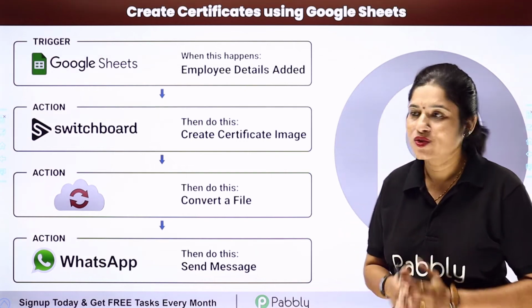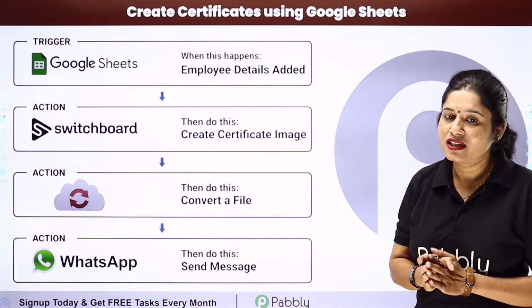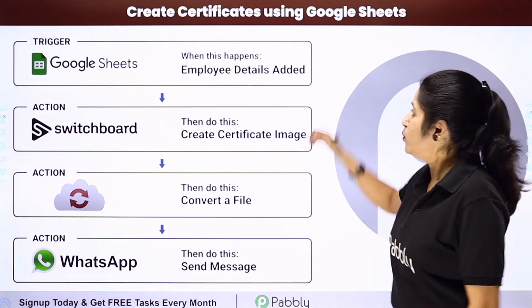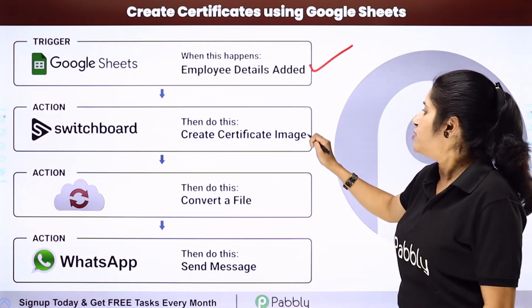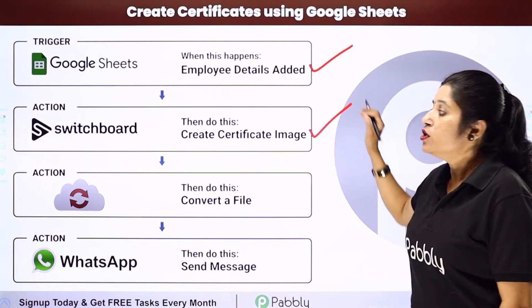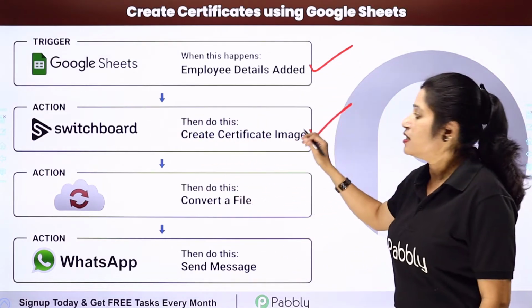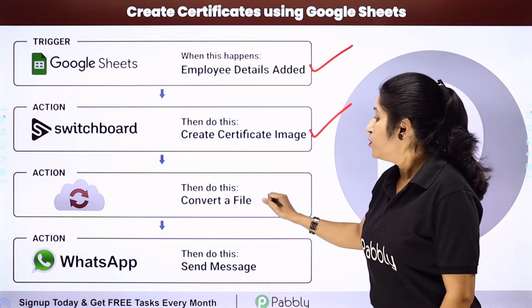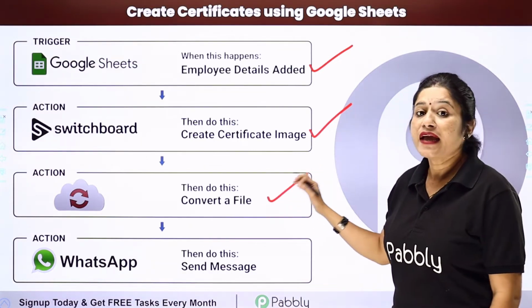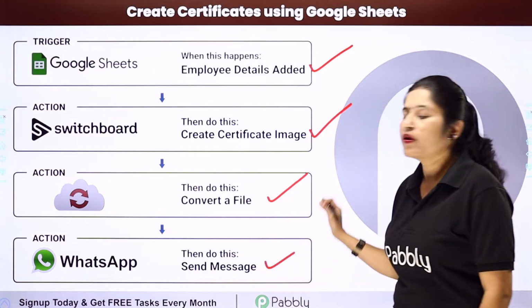In this video, we are going to learn how you can create certificates using Google Sheets. So the idea here is that whenever you add new employee details to your Google Sheet, a certificate image should automatically be generated for each and every employee using a template in your Switchboard Canvas account. Once the certificate image is generated, it should be converted into a PDF file using a Cloud Convert account, and the same PDF file should be shared with your employee along with a message on his WhatsApp number.